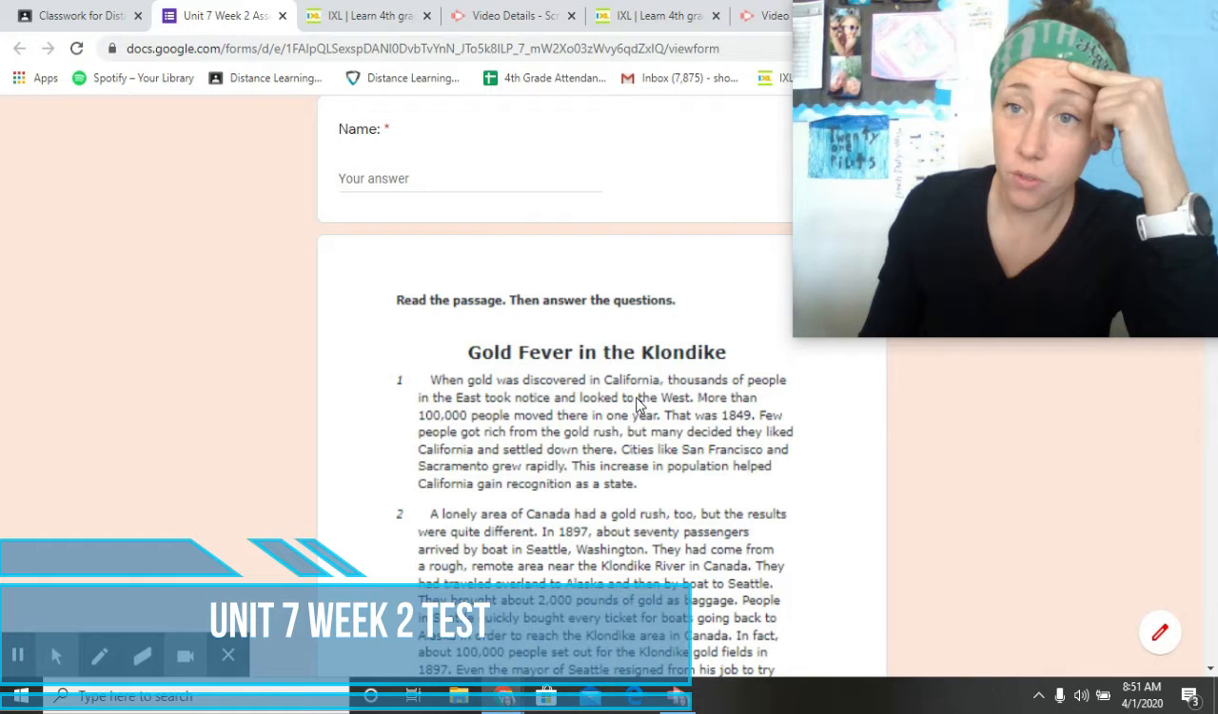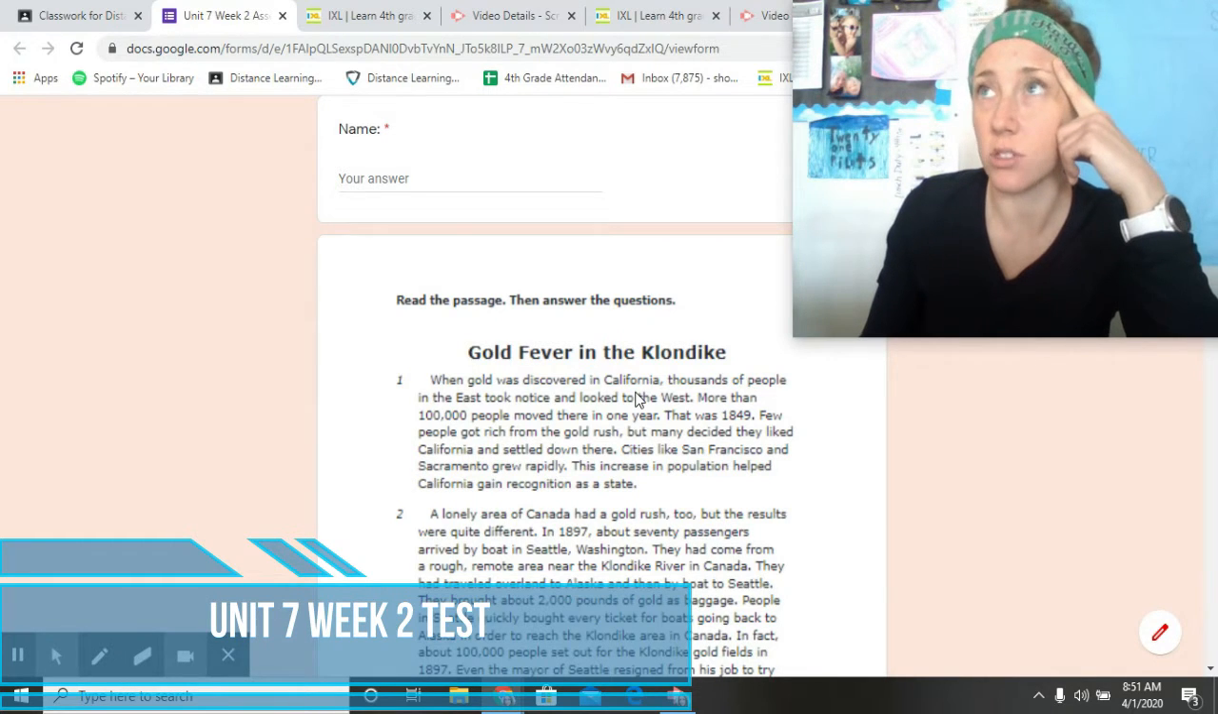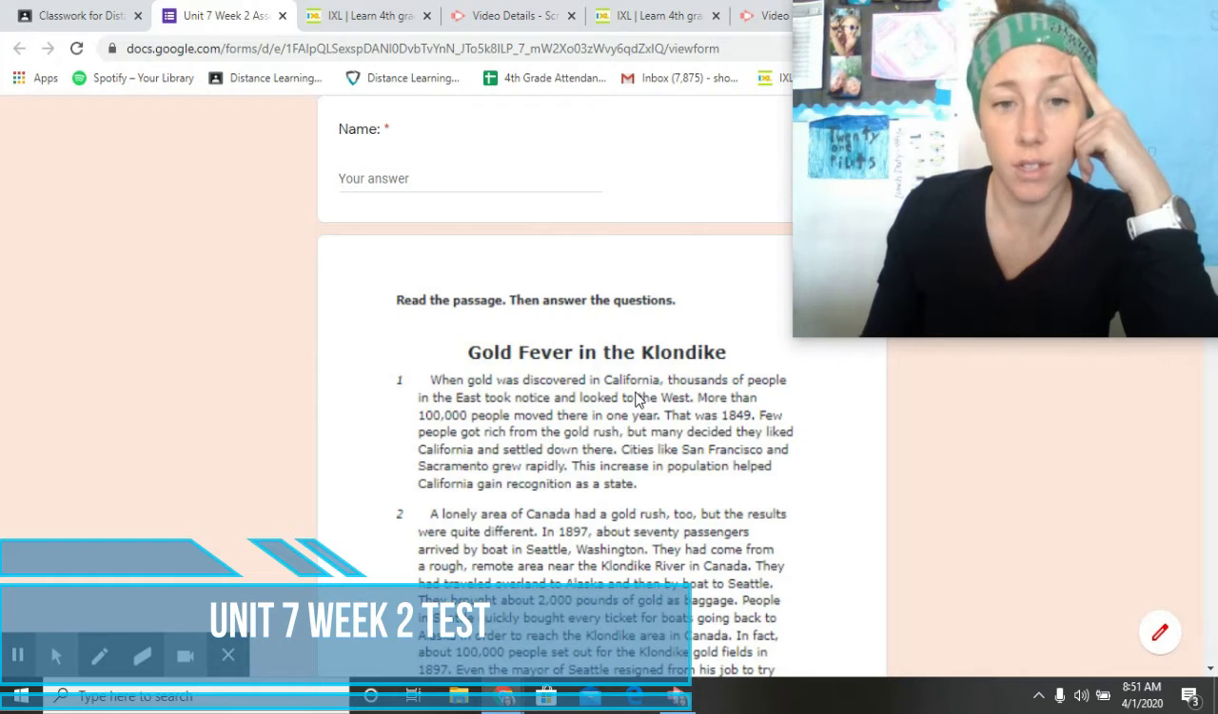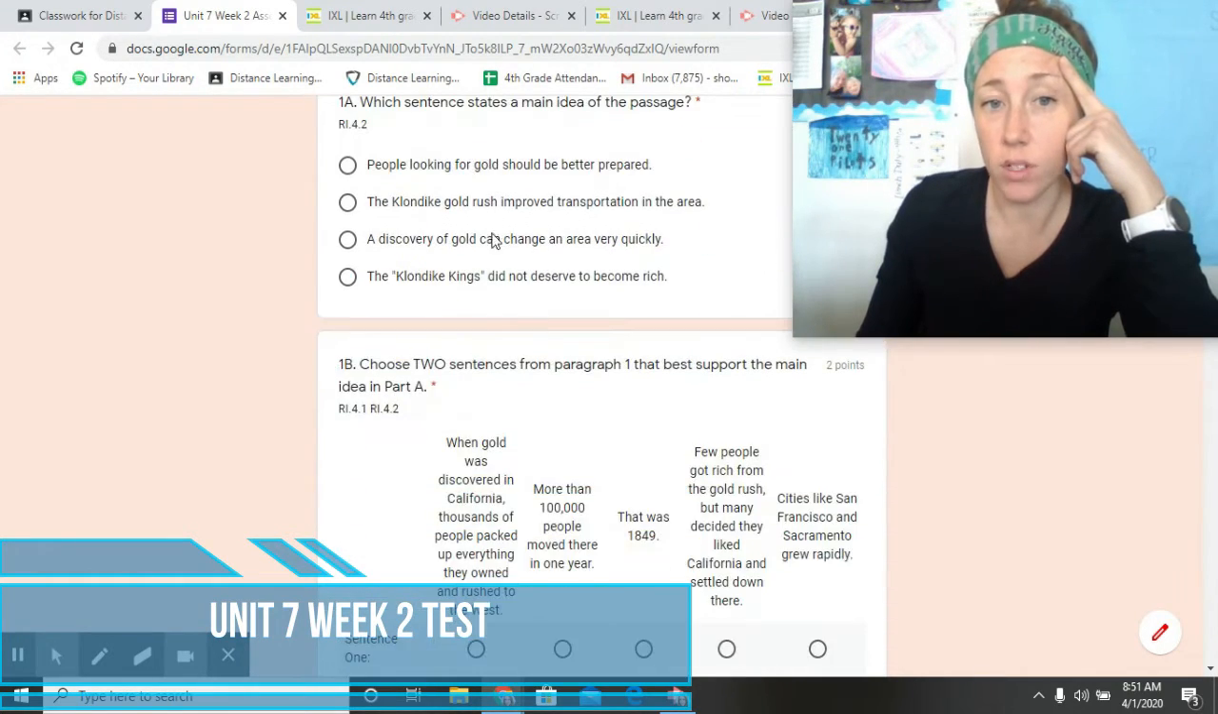The story is Gold Fever in the Klondike. It's pretty interesting, actually, especially if you like what is that show called? Gold Rush? Anyway.